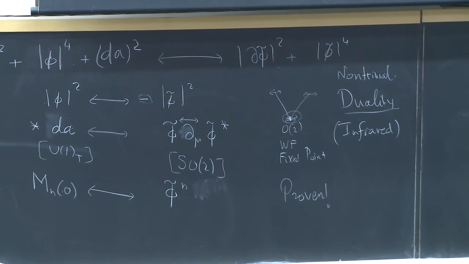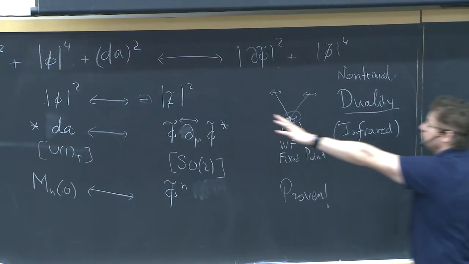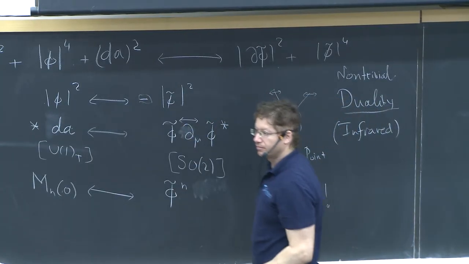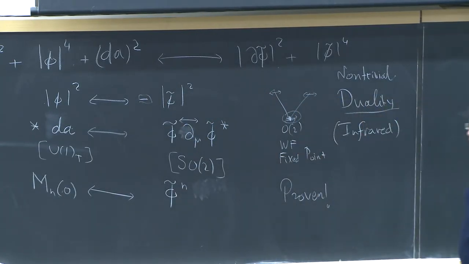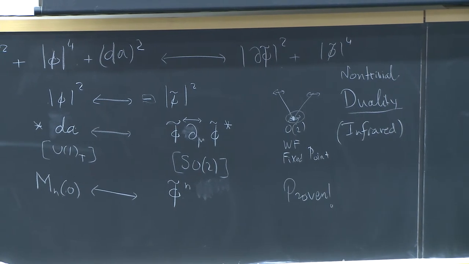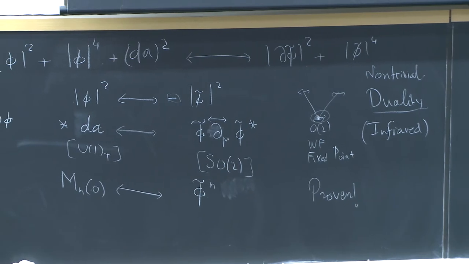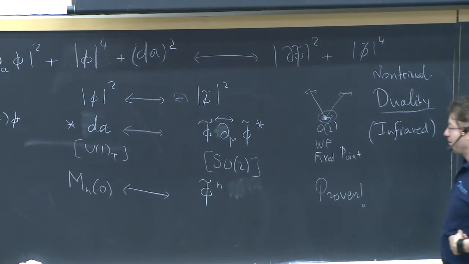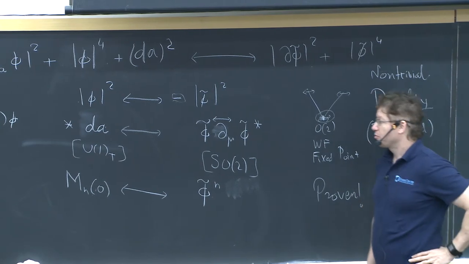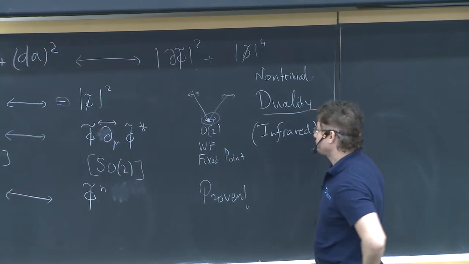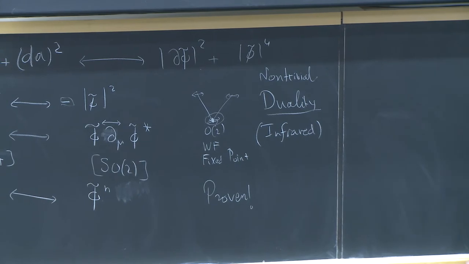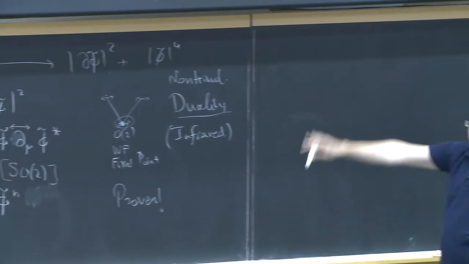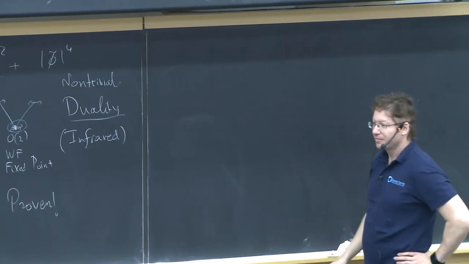This duality is proven. It's proven that this model flows to the O2 fixed point. My question is how explicit this proof is. That I don't know. You are asking if the proof is really mathematical. Yeah, I think the proof is mathematically precise. But we're going to assume that this is true for all intents and purposes.